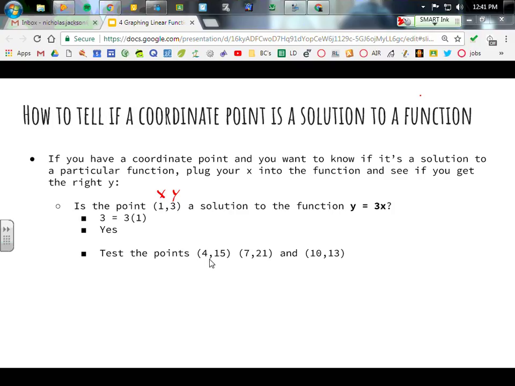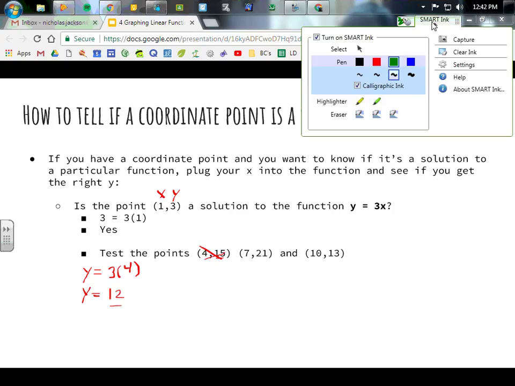So let's test these points with the same function y equals 3x. So let's test 4 and 15. So if our x is 4, we're going to plug it into our function. So our function would become y equals 3 times 4. So just solve that. Well, 3 times 4 is 12. All right, so 12 is not the y we were given in the point. So 4 and 15 is not a solution to this function.